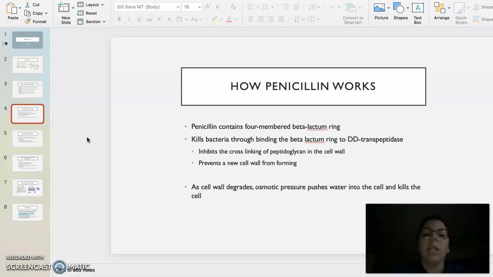So penicillin contains a 4-membered beta-lactam ring, and it can kill bacteria by binding the beta-lactam ring to DD transpeptidase. That is an enzyme that inhibits the cross-linking of a peptidoglycan in a cell wall. It prevents a new cell wall from forming. So as the cell wall begins to break down, osmotic pressure pushes water into the cell and it kills the cell.